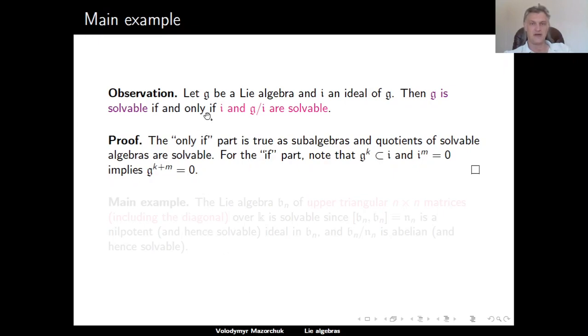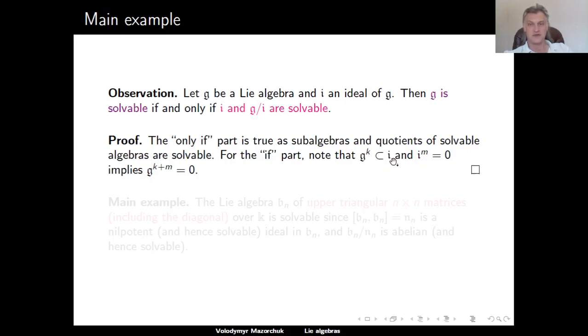So if G is solvable, then I, being a subalgebra, and G modulo I, being a quotient, must be solvable. Conversely, for the if part, assume that I and the quotient of G modulo I are solvable. So since the quotient of G modulo I is solvable, some derived algebra of it is 0. So this means that some derived algebra of G belongs to the ideal I.